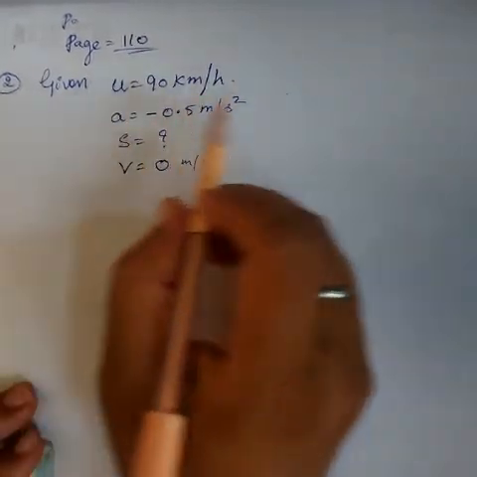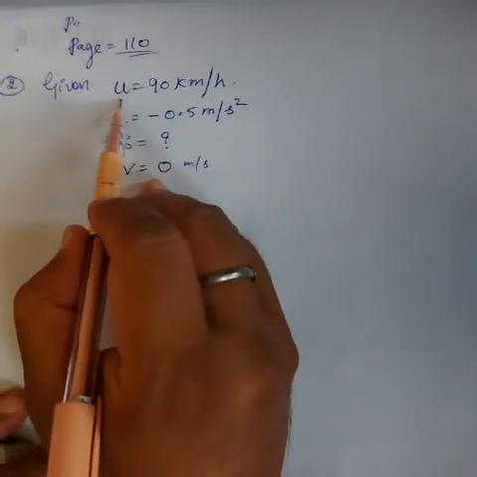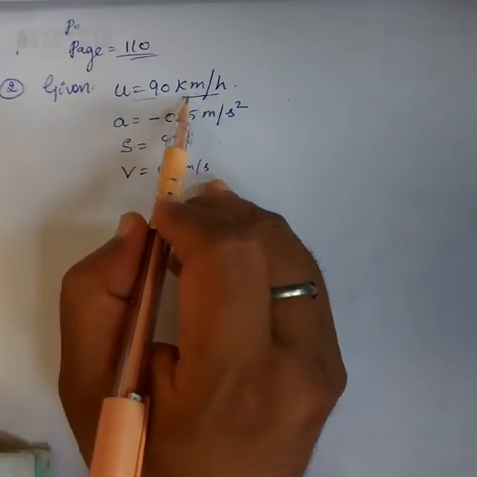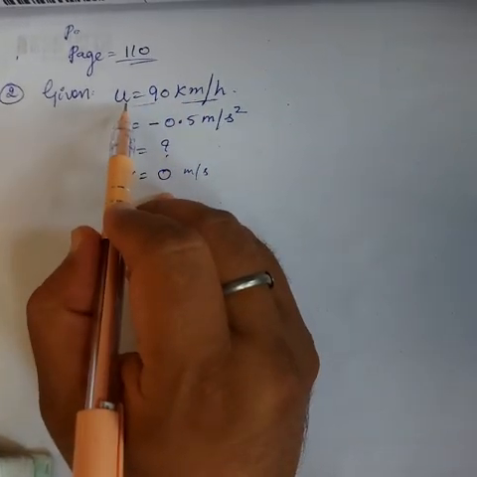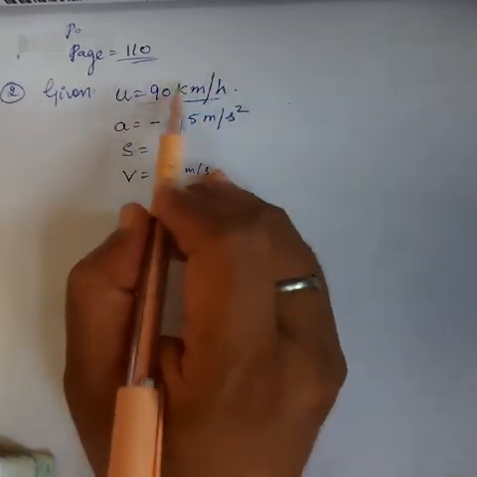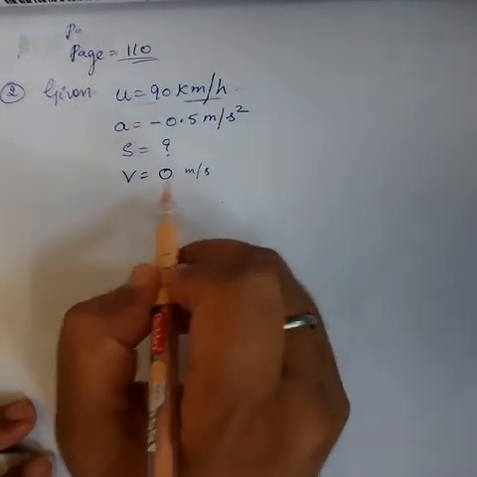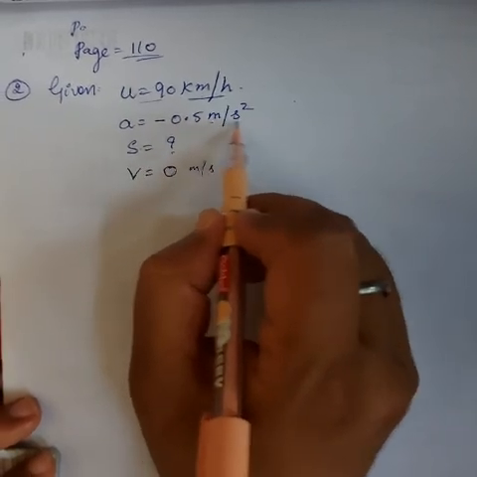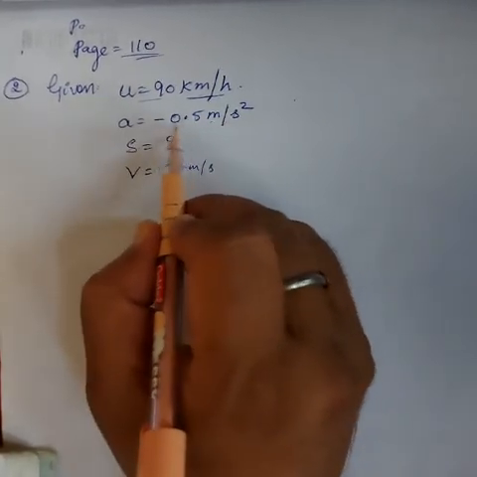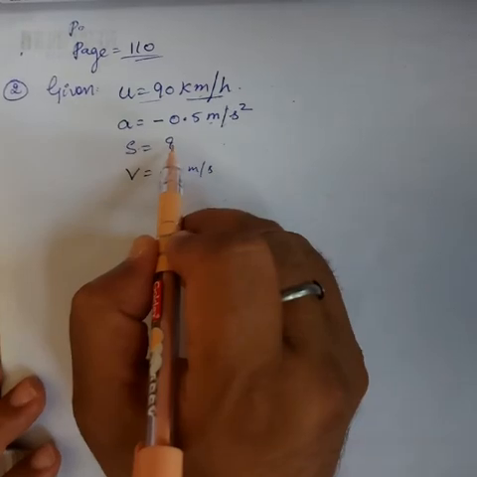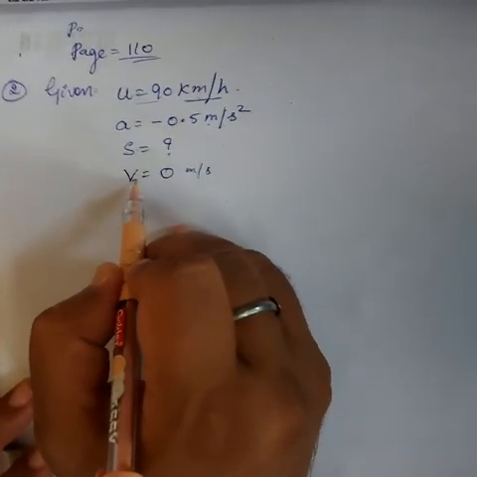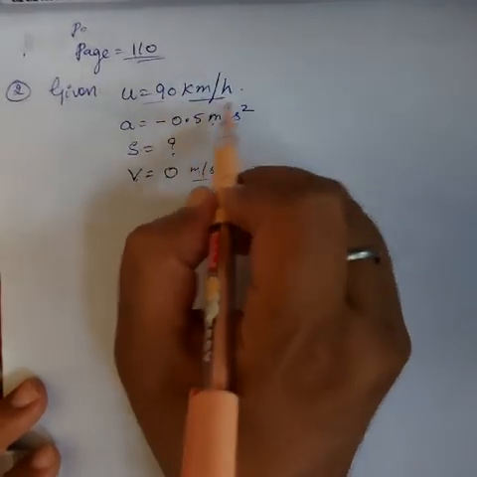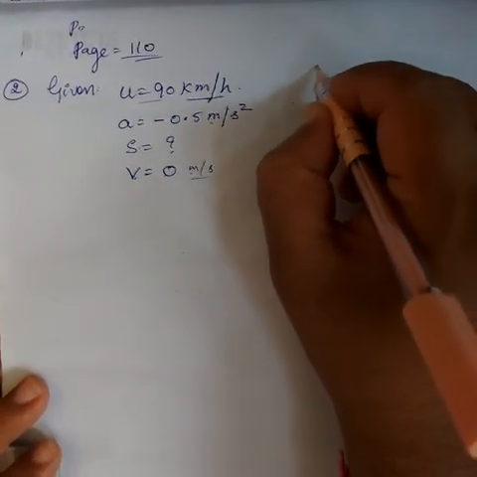So here observe first, u is given in kilometer per hour, we change it into meter per second because the SI unit of velocity is meter per second. Okay, here see acceleration is meter per second square, this is the SI unit, so we put it as it is and we find out s, and v is given 0 meter per second. So we convert that u, initial velocity, into meter per second.